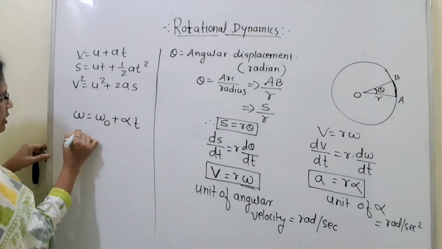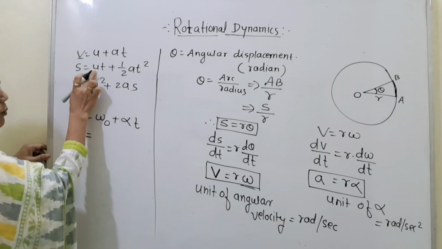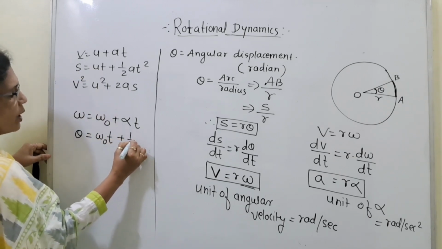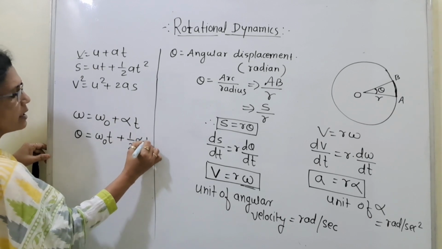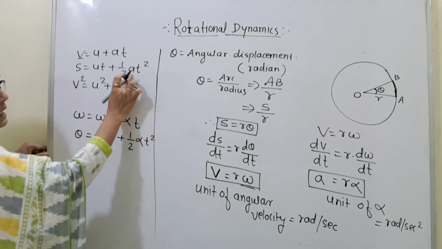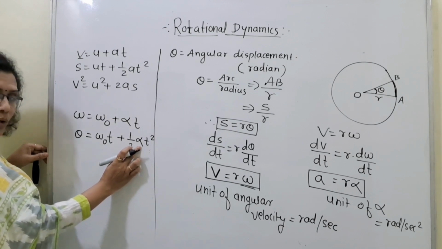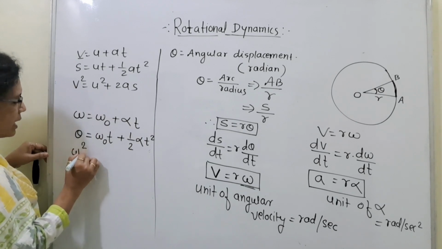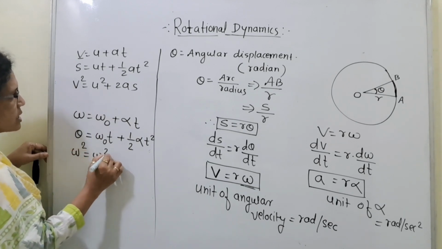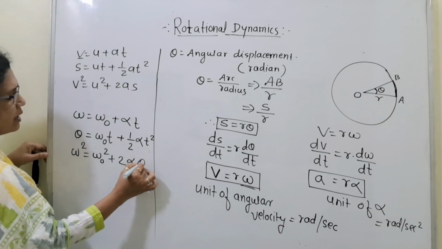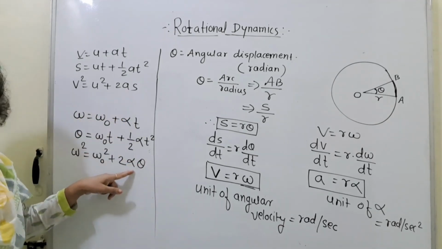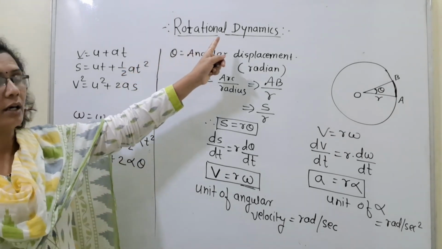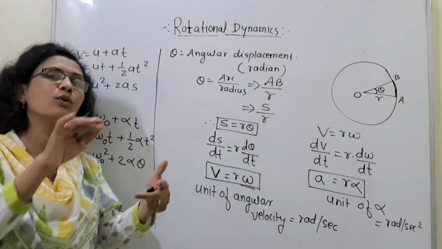So, what will be the equation? Theta is equal to, in place of u, there will be omega naught. Time will be as it is, plus 1/2 alpha t square. In place of linear acceleration, there will be angular acceleration, that is alpha. Now, the third equation will be omega square is equal to omega naught square plus 2 alpha theta. In place of S, there will be theta. So, these are the three equations that can be used in circular motion, that is angular motion.